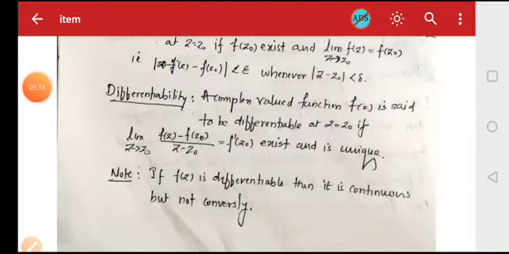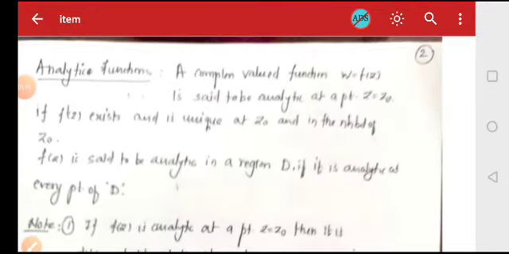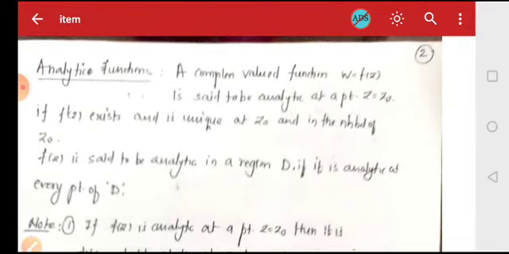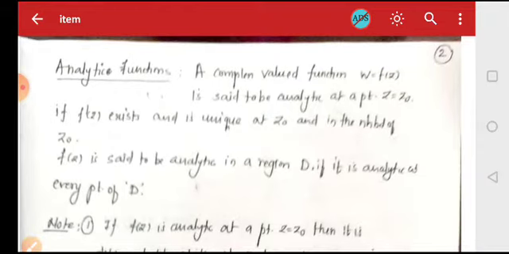Now the next is a very important concept, the analytic function. What do you mean by analytic function? A complex valued function w equals f of z is said to be analytic at a point z equals z0 if f dash of z exists and it is unique at z0 and also in the neighborhood of z0.